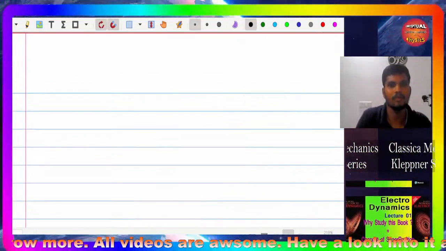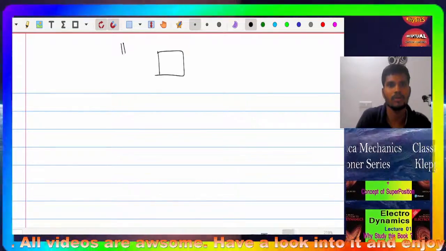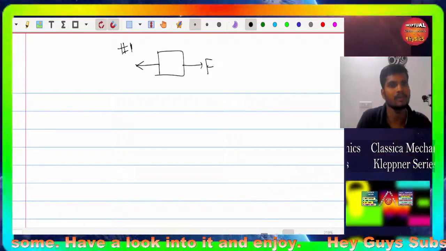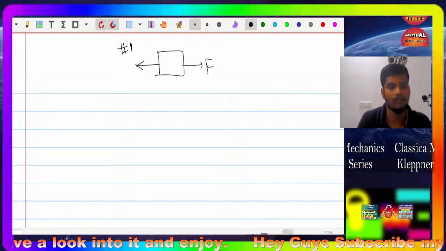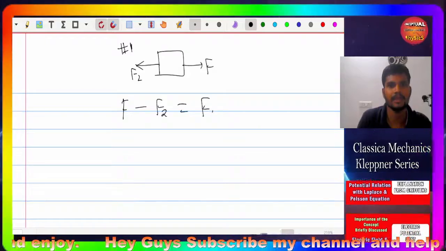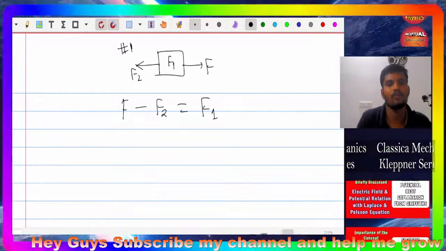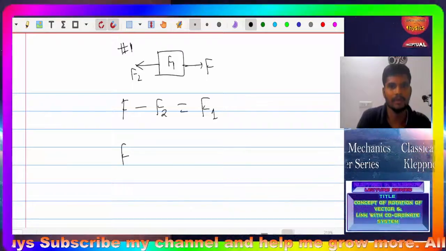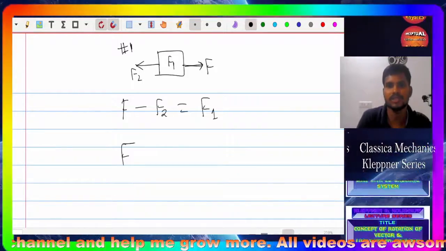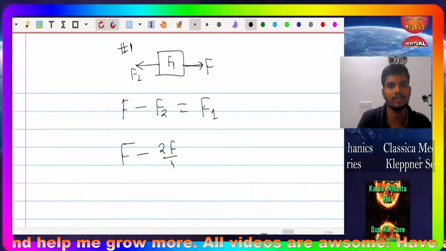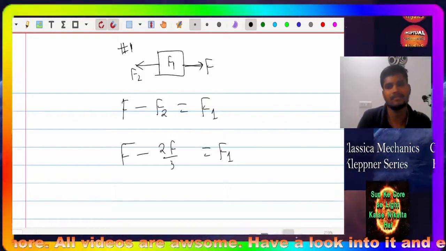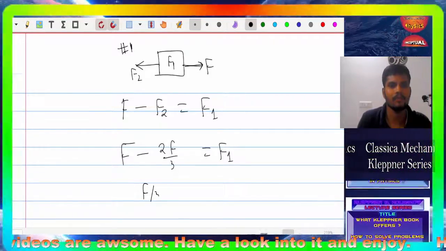Now a similar idea goes to coach 1. Here on coach 1, F is applying here, and similarly F2 is pulling in this side. So what is the force acting on it? Therefore the force F minus F2 is actually acting. The engine is applying force F, but coach 2 is applying force F2, and we have already figured out this is 2F by 3. Therefore the resultant force, m into a, let's say it is F1, is nothing but F over 3.